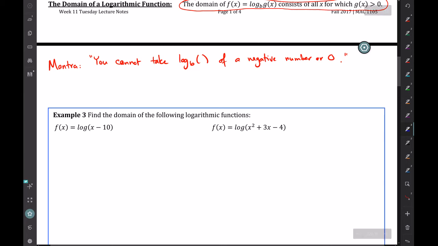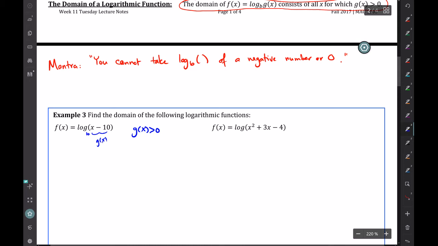And if you ever see log and you don't see a base in this class, it means log base 10, and it happens so frequently we just write log. And on your calculator, you'll see a log button. That's always the log base 10 button. Okay. Now what we're asked is, what's the domain of this function? Well, in this case, g of x is x minus 10, right? The domain is wherever g of x is greater than 0.